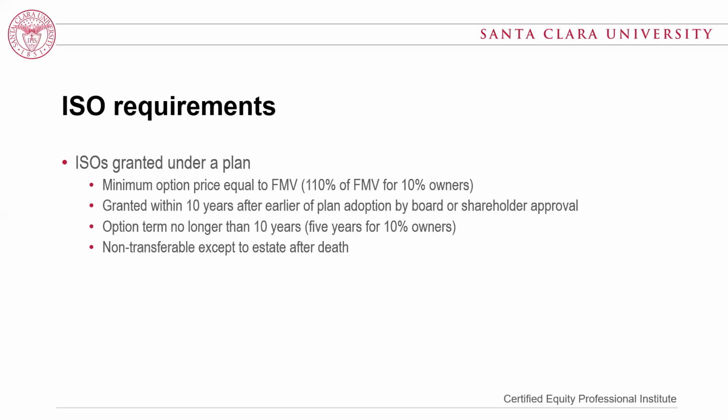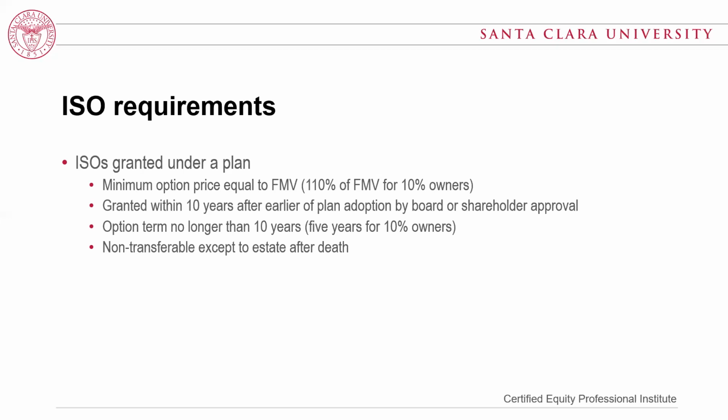And then what are the rules for ISO grants themselves? Lots of rules there too, including the option price for an ISO cannot be lower than the fair market value on the grant date. It can be higher and in fact must be at least 100% of the grant date fair market value if grants are made to anyone who owns more than 10% of the company's shares.